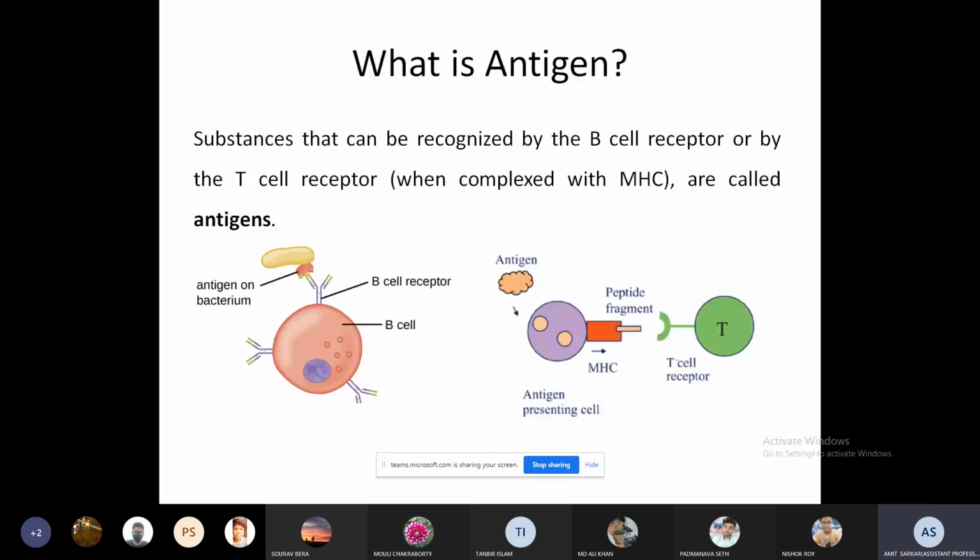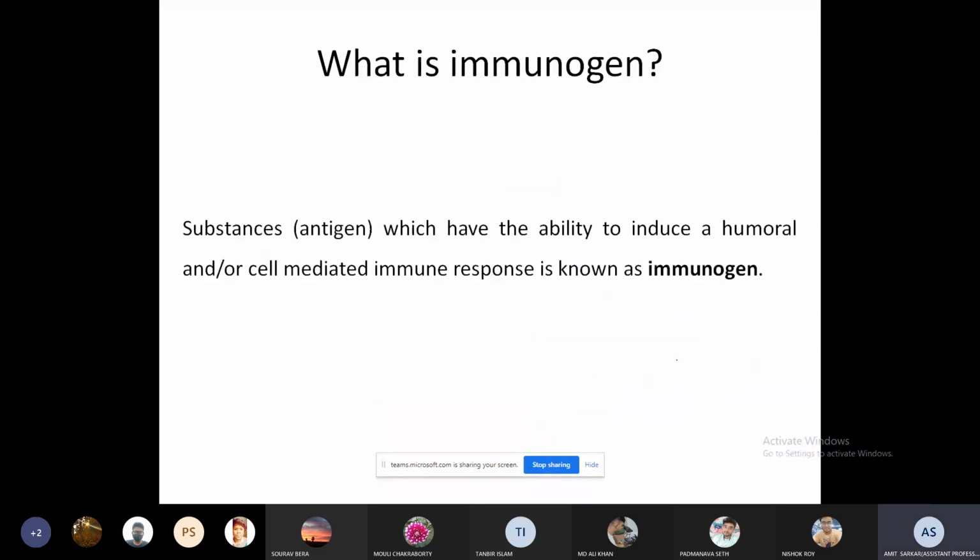So here, antigen is very easy. Just by fulfilling one of these two options, they could be called classically an antigen. Either it can be recognized by the B cell receptor, or by the T cell receptor when complexed with an MHC molecule, and it is an antigen. But here the definition or question is much more crucial. The question is, are they inducing our immune response? Are they stimulating our immune response? If yes, then they are immunogen. If no, then they are not immunogen.